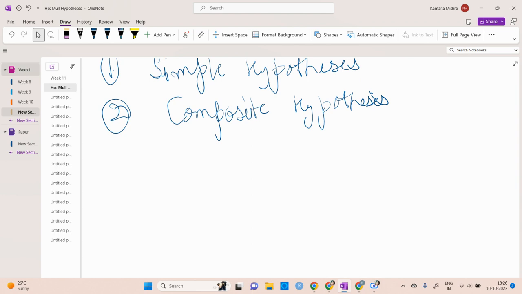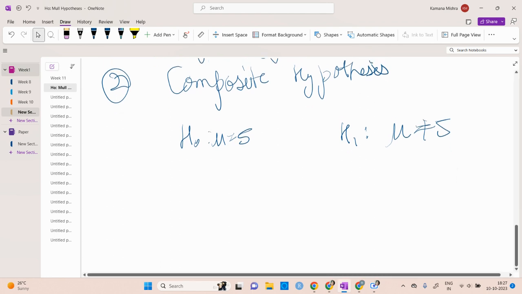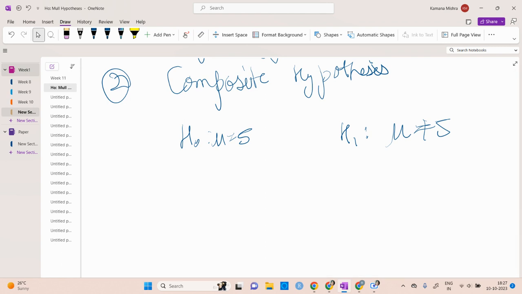So for the simple one, let's say we have this hypothesis test, where H0 is mu equal to 5 and H1 is mu not equal to 5, right? So this is a simple hypothesis. That means if mu is 5, we will accept the hypothesis, otherwise we will reject the null hypothesis. Now, what is the composite one?